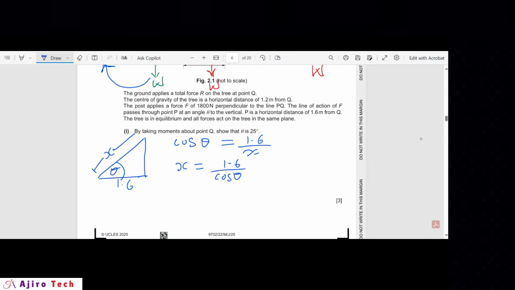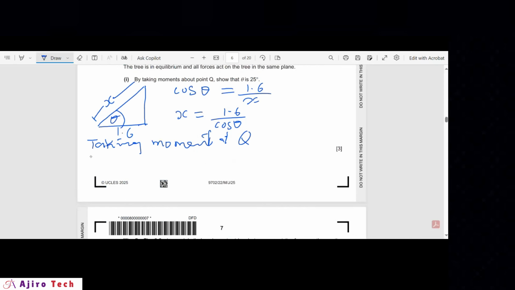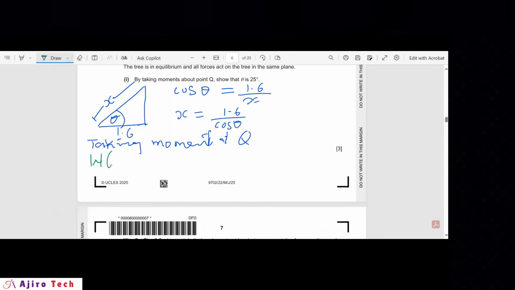Now we have to take moment. Taking moment at Q according to the question, I have weight, so that's the weight W, times 1.2 distance, equal to, what's the force of that one? That is F cos theta, times the distance.